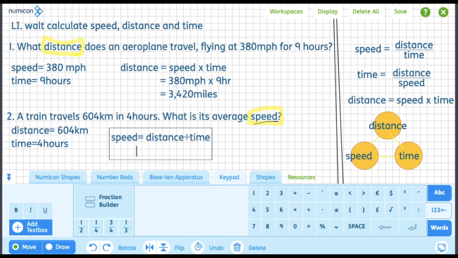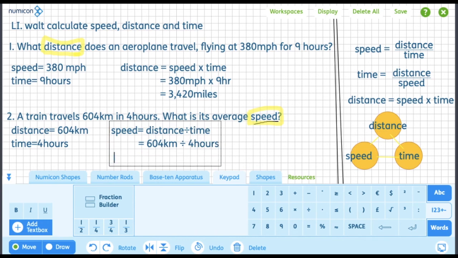So we've got the distance, which is 604 kilometers. Remember to put your units, please always put your units, divided by 4 hours. Okay. And our total, so we're just going to use your calculator again, or you can figure it out on your own if you want, I don't mind, is going to be 151 kilometers per hour. And that's how we write it, okay? So kilometers slash h, which just means kilometers over hours. So that's how we measure speed, okay?